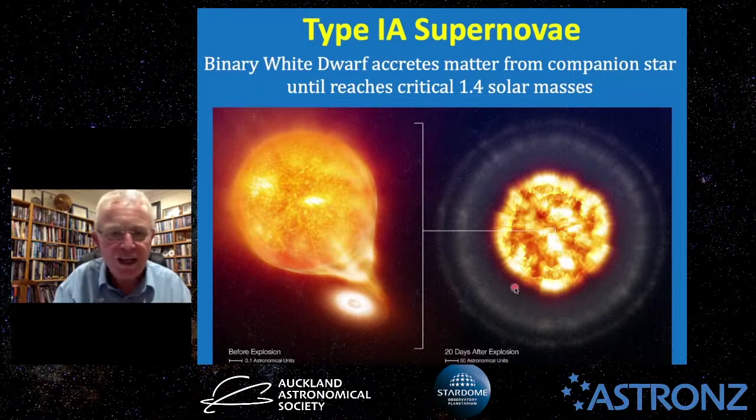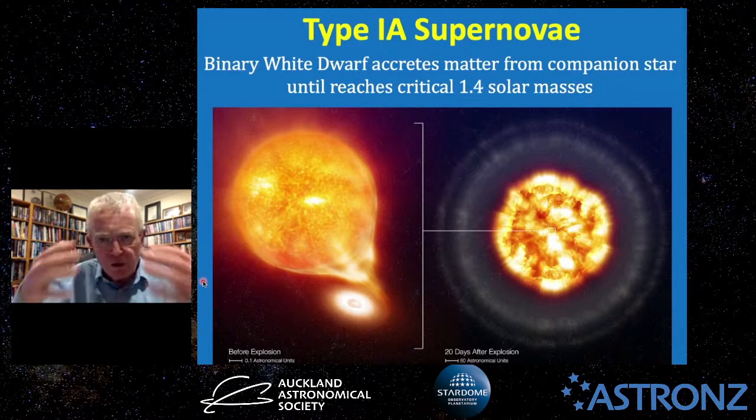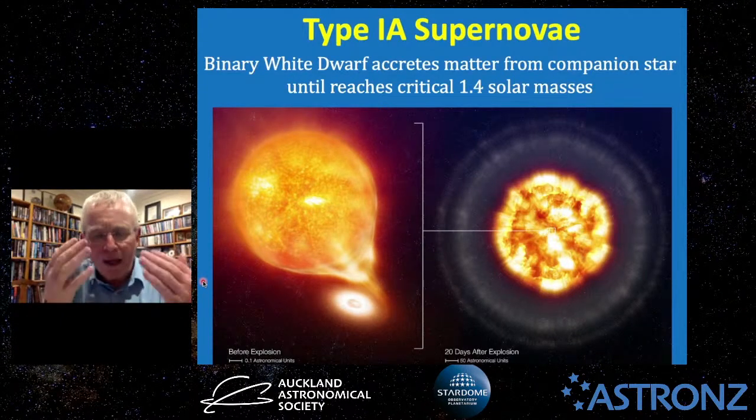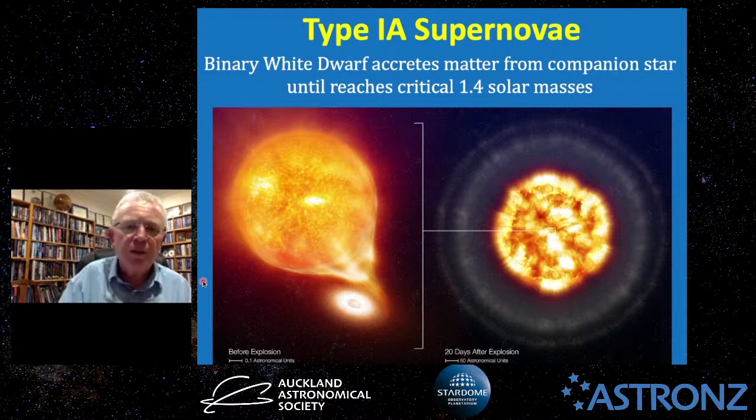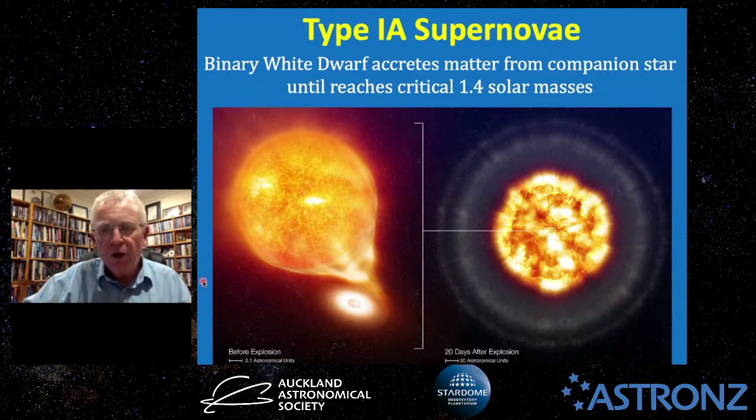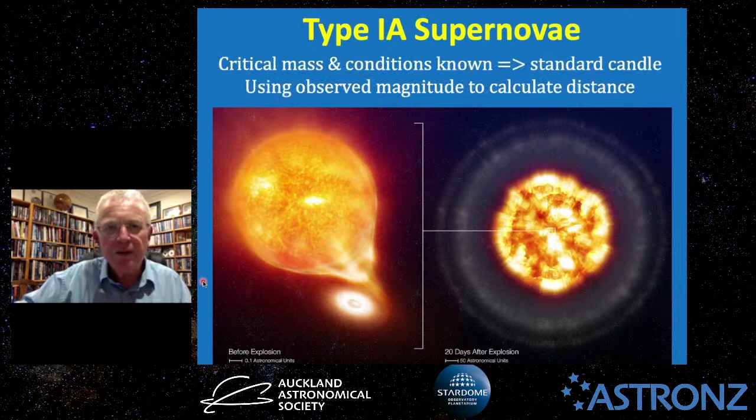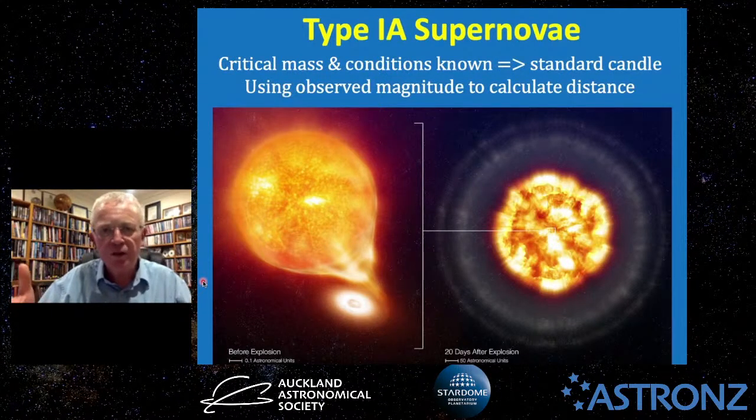You know, this is 20 days after the explosion. So that's what's going on there. So the astrophysical processes that are going on are well understood. And that's why astronomers are pretty certain they know the absolute brightness, luminosity, of when a white dwarf explodes like this, because it's the same conditions, the same critical mass, same conditions.